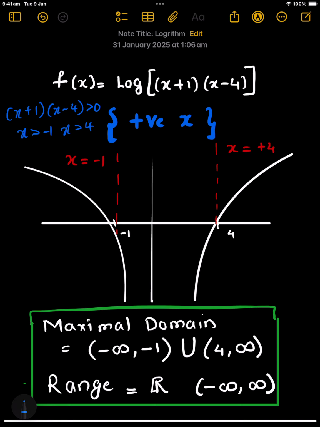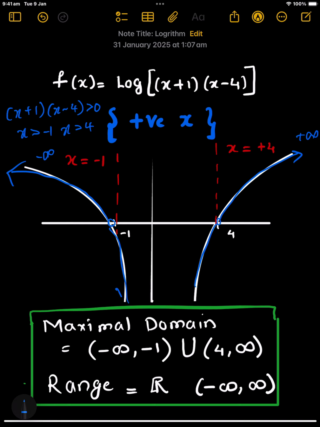So we can see from these two points, it will keep going to negative infinity from -1, and from here it'll go from 4 to positive infinity, and also go down like this. So we can say our maximal domain is negative infinity to -1, union 4 to positive infinity.